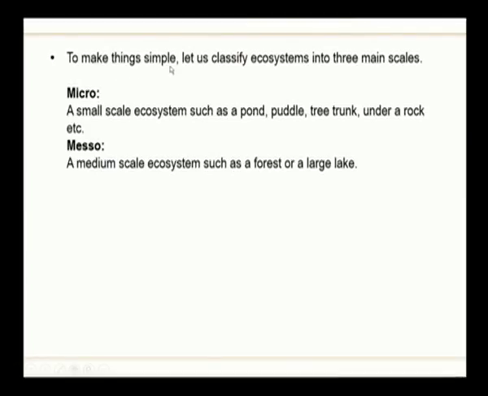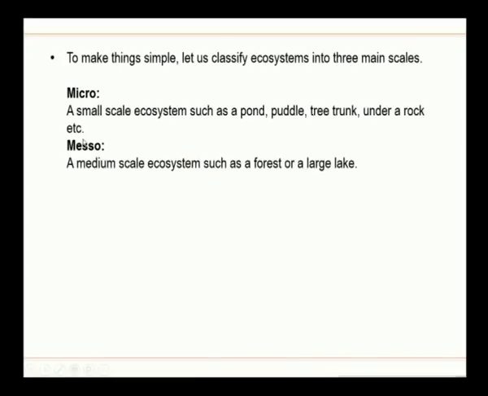To make things simple, let us classify ecosystems into three main scales. Micro, a small scale of ecosystem such as a pond, puddle, tree trunk, under a rock, etc. So in a micro scale, as we discussed before, like a decaying tree or a small pond in which you can see smaller insects and a few other organisms such as snails and frogs which depend on each other, and there is interaction between each other. So that is classified as the micro scale of ecosystem.